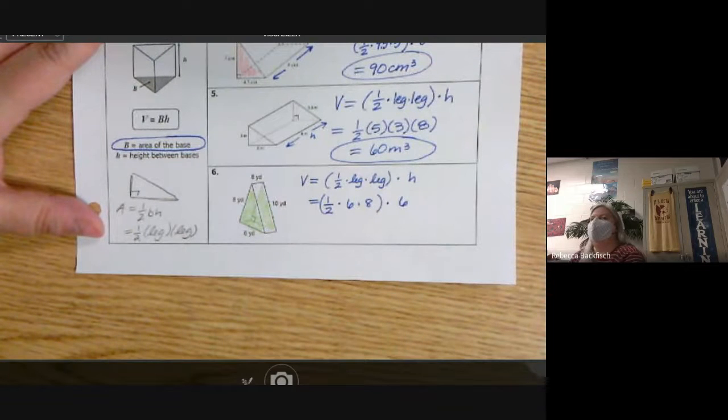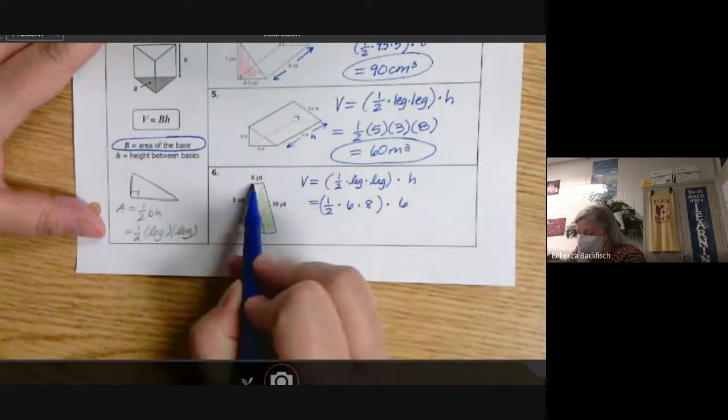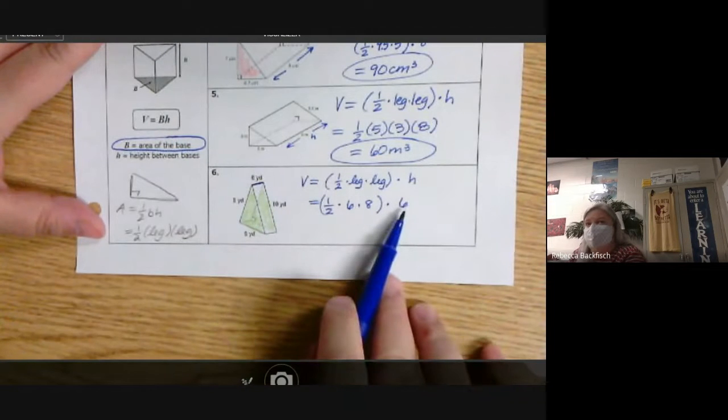You really have to stop and think about what the height is for the whole prism here. It's the distance between the bases. So you have to look at how far apart those triangles are, and that's this distance right here. So that's why this is a 6.